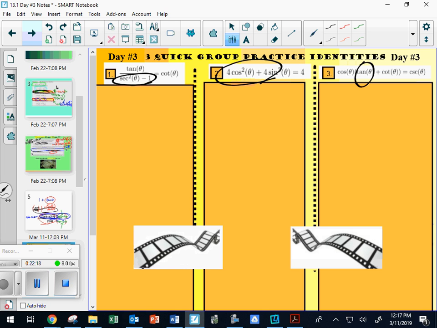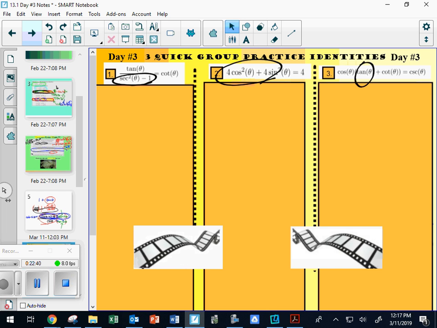Cotangent is what again? Sine over cosine. Okay, good. There's my hints for these. Try proving these 3 with your partner. This is a lot like what the test is going to be like. These are not super easy. There's 2 medium. Actually, there's 2 that are kind of easy and 1 medium.